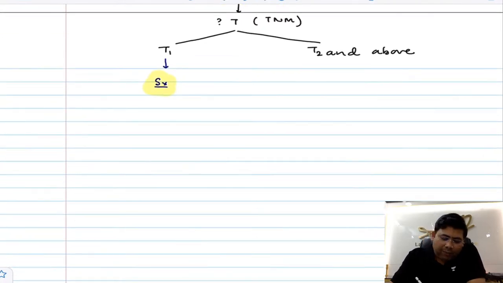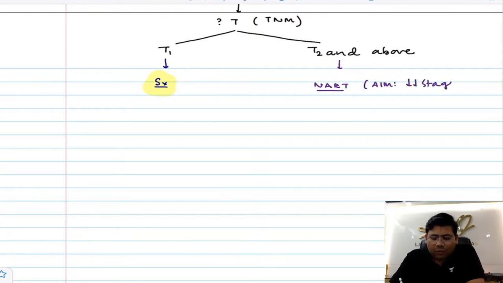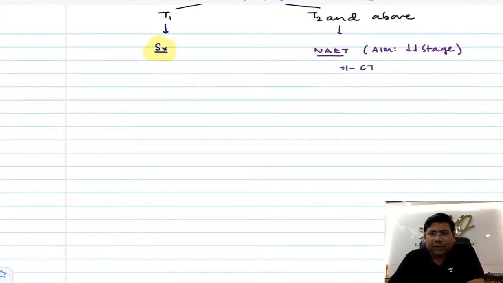But when you talk about T2 and above, the next thing you have to understand is you'll have to go for NART, neoadjuvant radiotherapy. What is the aim of NART? The aim of NART is to downstage or downgrade the tumor. This is optionally plus or minus chemotherapy, just like esophagus. Now, when you're talking about neoadjuvant radiotherapy, what are the two regimens that we have?